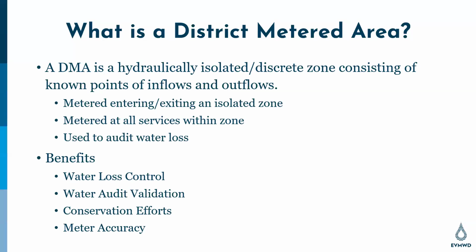So what is a district metered area? This is a definition right out of the DMA handbook. It's a hydraulically isolated or discrete zone consisting of known points of inflows and outflows. It has metered entering, exiting, and isolated zone, and we'll talk about some of those here shortly. We briefly talked about that with the hydraulic profile. You have to have all your services within that zone metered.